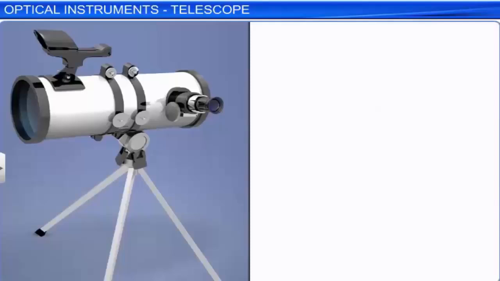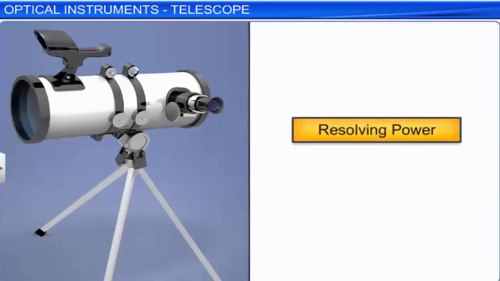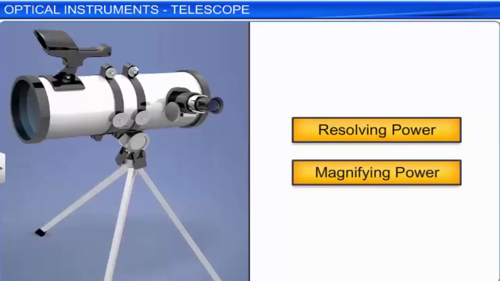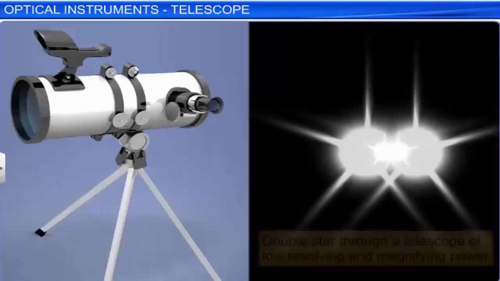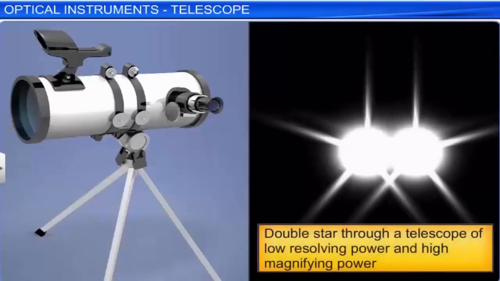For example, if a double star system is observed by an astronomical telescope with a low resolving power as well as with a low magnifying power, the final image is as shown. It is neither well resolved nor well magnified. If we use an astronomical telescope with a low resolving power but with a high magnifying power, the final image of the double star system is as shown. We observe that the image is well magnified but not well resolved.